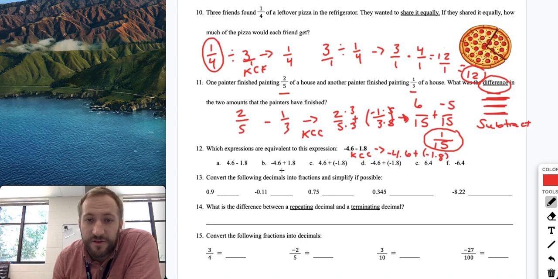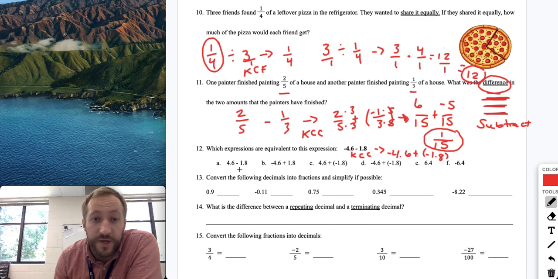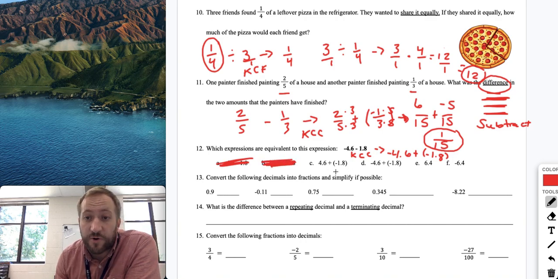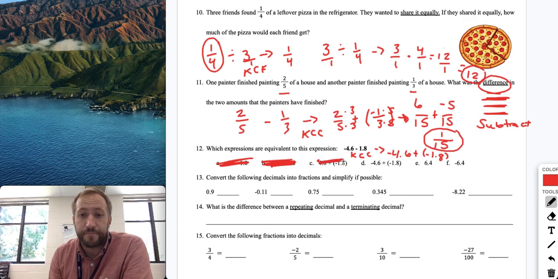So let's see, any look like that? 4.6 minus 1.8? No, because look, they got rid of the sign in that 4.6. So that can't be right. This one, it looks like they turned subtraction into addition. They kept the first number, subtraction into addition, but they didn't change the sign of the second number. That can't be right. They didn't do it properly. This one, 4.6 plus negative 1.8, it looks like they changed the 4.6. It was a negative, now it's a positive. But we're supposed to keep the first number the exact same, so that can't be it.